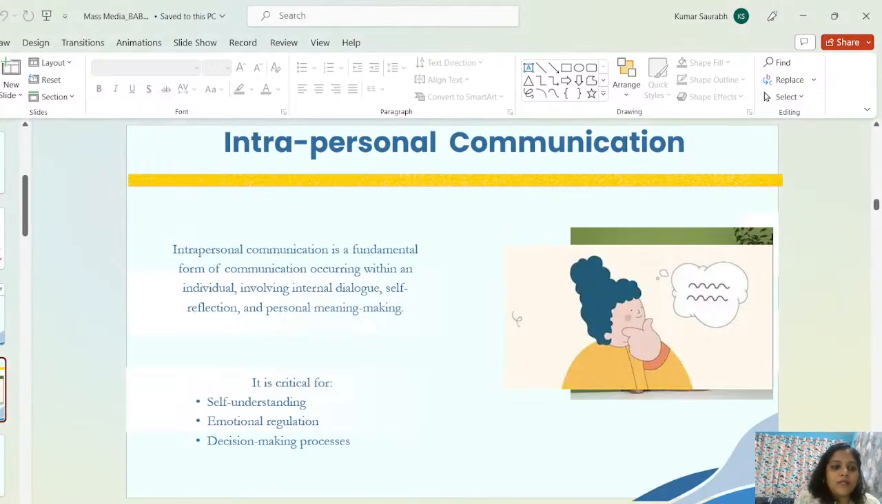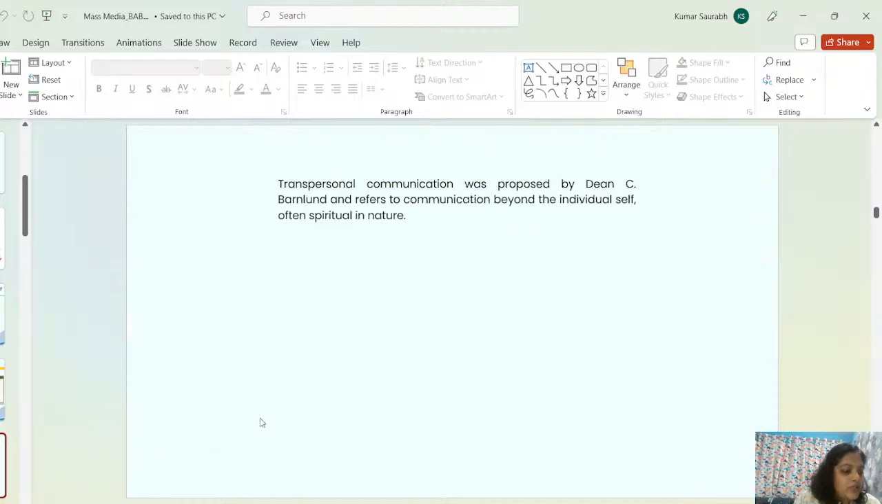Now let's come to the next part. Within intrapersonal communication, there is one word, transpersonal communication. As I said, intrapersonal is about communicating with yourself, but as Dean C. Barnlund has referred, it is not necessary that you're doing it only with yourself. When you're communicating with something which is not seen by others but seen by you, it is also called transpersonal communication.